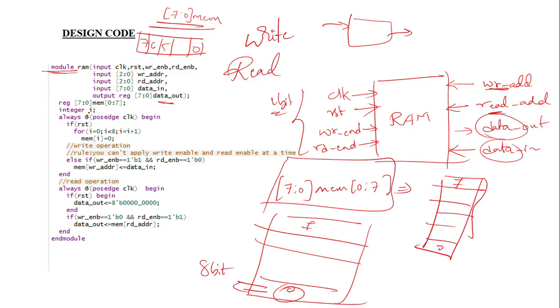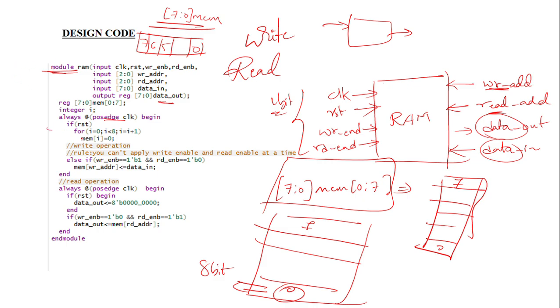Integer i. Why are we going to use this i? If you want to enter data inside the memory from one memory location to another, you can go step by step. When you use a for loop, you need one variable, which will be an integer data type. Next, always at the positive edge of the clock, meaning every change will happen only at the passage of the clock itself.